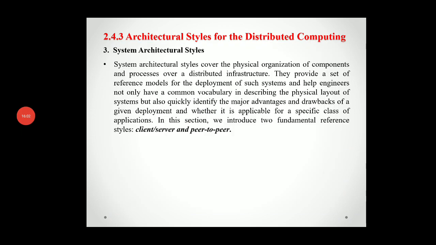At last, we have system architectural styles. These are the styles that cover the physical organization of components and processes over distributed infrastructure. They provide a set of reference models for the deployment of such systems and help engineers not only have a common vocabulary in describing the physical layout of a system, but also quickly identify the major advantages and drawbacks of a given deployment and whether it is applicable for a specific class of applications. Here we will be looking at two fundamental reference styles, client server and peer to peer.